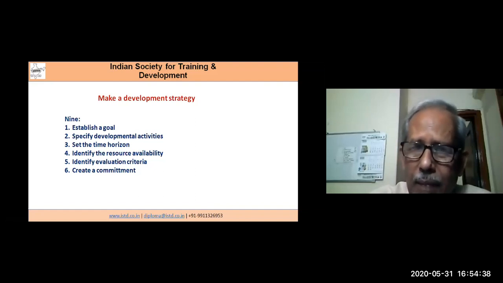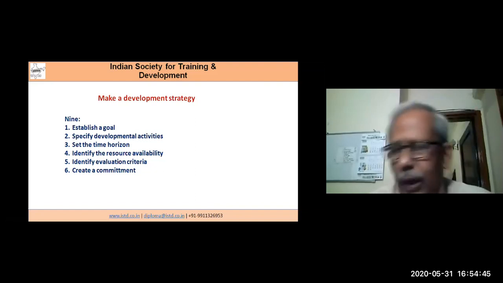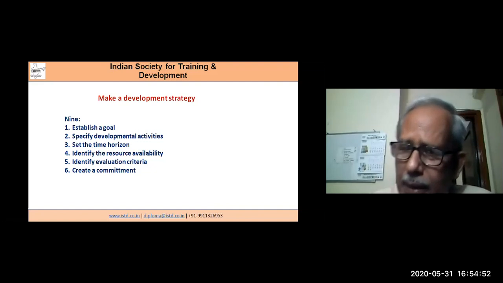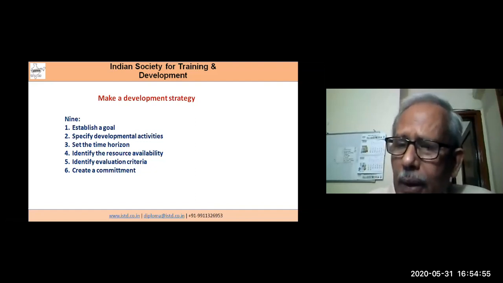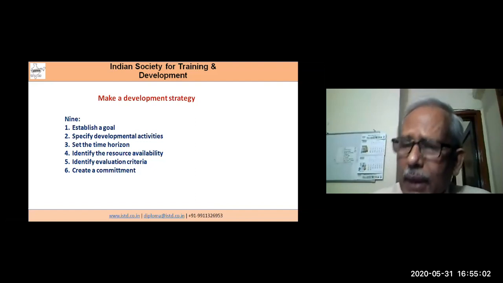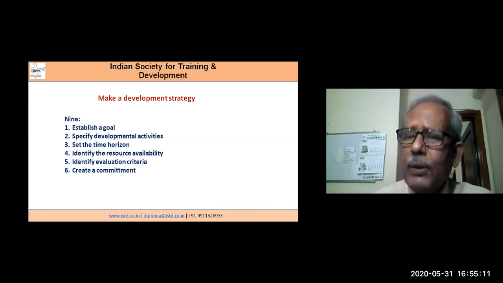So you need to establish a goal, a very clear goal, and specify the developmental activities, what activities are required to be done so that one can achieve the goal. The developmental activities in the sense of how we are going to develop people, what kind of trainings are to be given. Is it only the training or do we require to change some culture of the organization? Certain things are to be given, extra apart from the training.